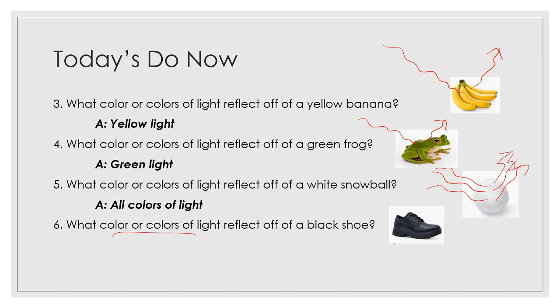And what color or colors of light reflect off of a black shoe? None of them. That's why it looks black, because any light, no matter what color it is, that comes in and hits the shoe just gets absorbed and stays right there, and that's why it looks dark. It's not reflecting any light. Hopefully you got 4 out of 4 there.